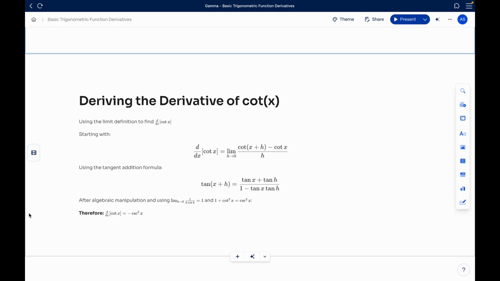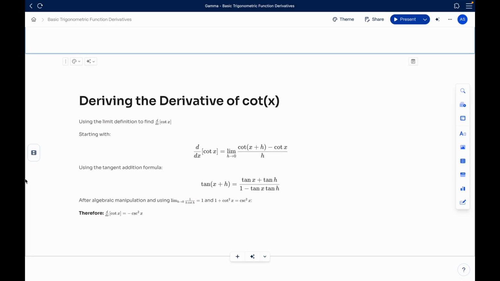So, using the limit definition, we get cotangent of x plus h minus cotangent of x over h. Then, using the tangent addition formula, and you might be confused, how is it tangent? But you need to remember that there's no cotangent addition formula, at least not that I'm aware of, and cotangent is equal to 1 divided by tangent. So, if you're clever enough, you could do it in your head or on a piece of paper. It will resort to some of the limits shown over here.